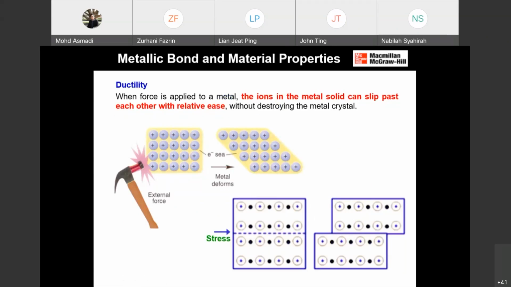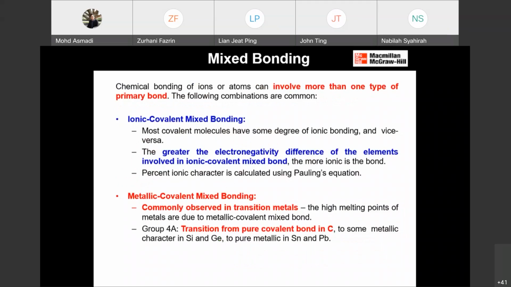Okay, so after metallic bonding, we also have mixed bonding. Actually, the bonding can be mixed between ionic and covalent, and metallic and covalent mixed bonding. If you want to know whether a bond is mixed or not, we can calculate based on the ionic character. So if you look here, the chemical bond of ions or atoms can involve more than one type of primary bond. Ionic covalent mixed bonding. Most covalent molecules have some degree of ionic bonding, meaning that with a certain electronegativity difference, we can have a mixture of ionic and covalent bonding.